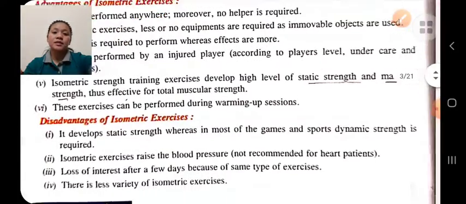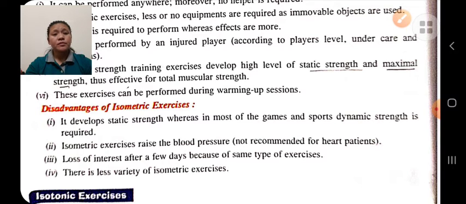Disadvantages of isometric exercise. The first disadvantage is that isometric exercise only develops static strength, but in most games dynamic strength is required. As more pressure is used and more force is applied, this exercise increases the blood pressure. So heart patients are not recommended to perform this exercise.